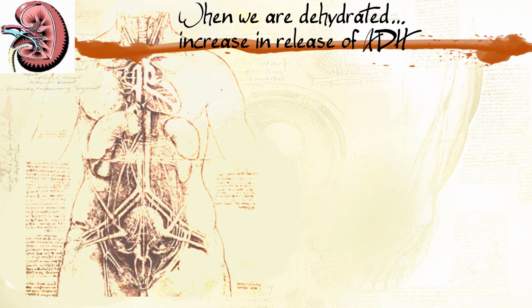So if the body wants to keep the water inside our body, do you think it will produce more urine or less urine? Less urine, right? So when there's less urine, we need to increase the hormone that is anti-urine. So the release of ADH is increased. And this is the sequence of events.